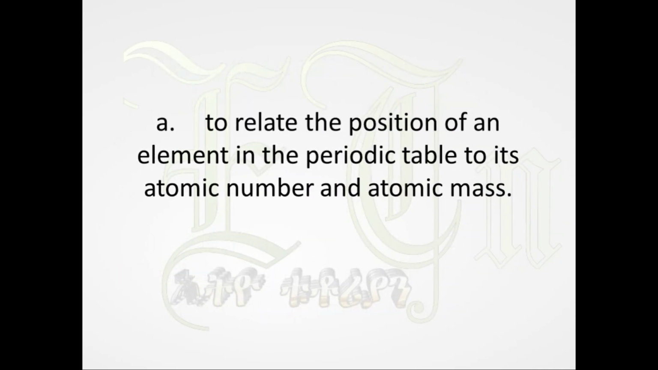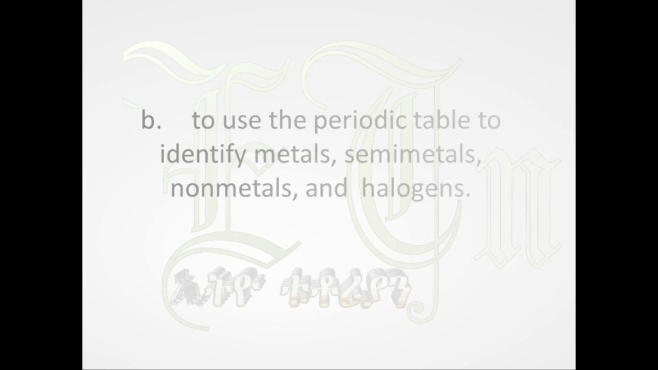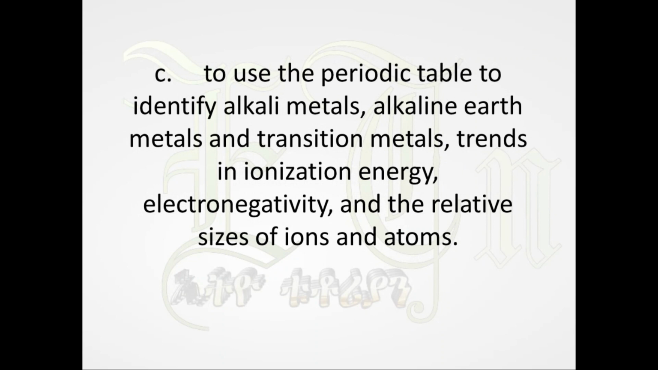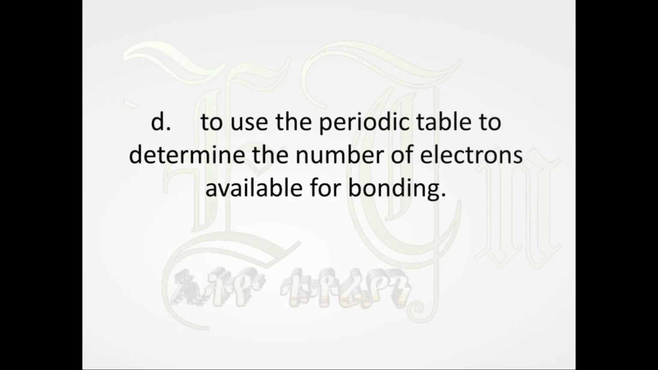A. to relate the position of an element in the periodic table to its atomic number and atomic mass, B. to use the periodic table to identify metals, semi-metals, non-metals, and halogens, C. to use the periodic table to identify alkali metals, alkaline earth metals and transition metals, trends in ionization energy, electronegativity, and the relative sizes of ions and atoms. D. to use the periodic table to determine the number of electrons available for bonding.